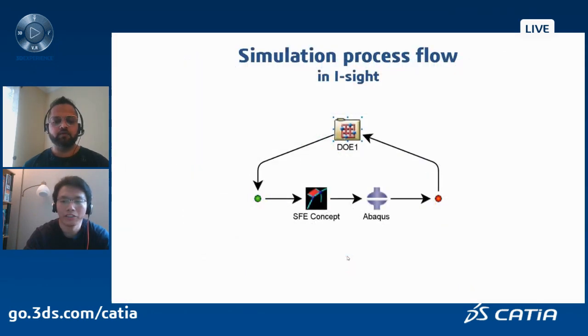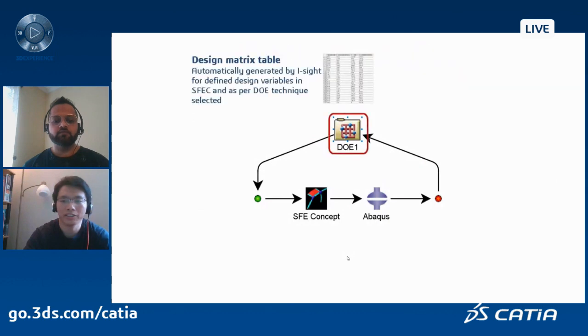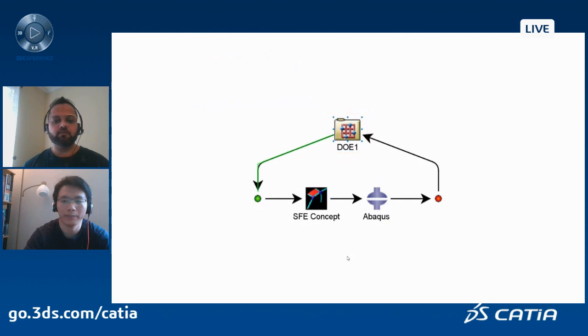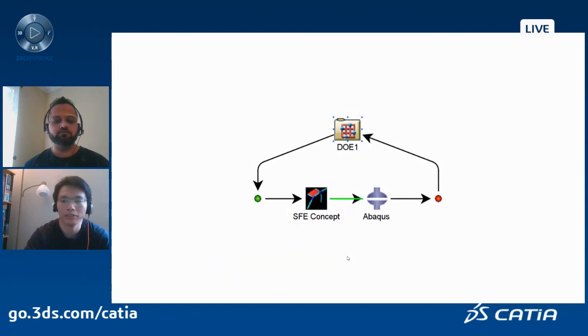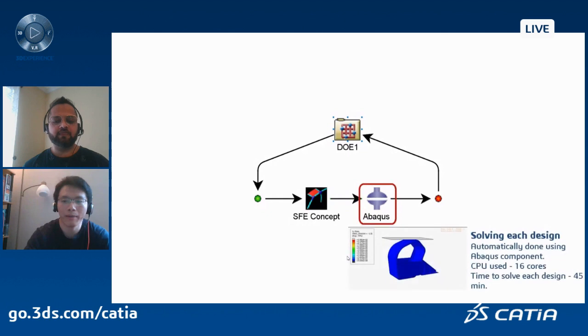So the iSight DOE component generates a design matrix and drives geometry updates in the SFE concept component. The SFE concept component will run automatically in batch mode to update shape and section dimensions to generate Abaqus run-ready models. Then all the simulation required data will be fed into the Abaqus component for further analysis.